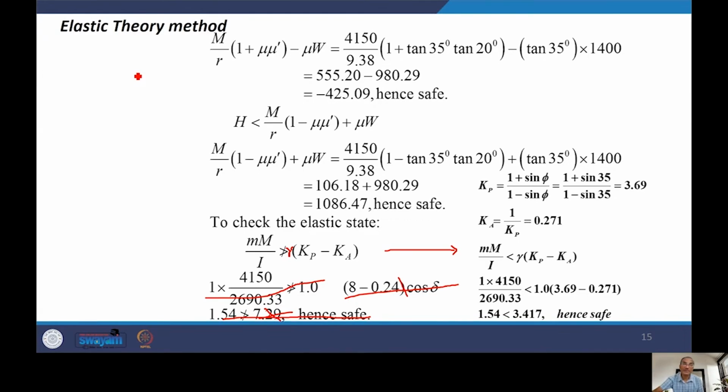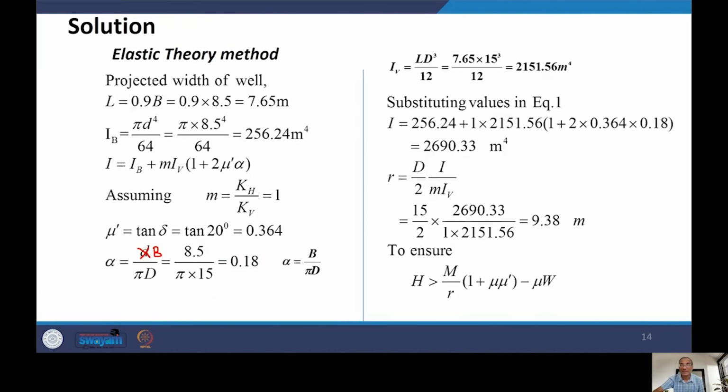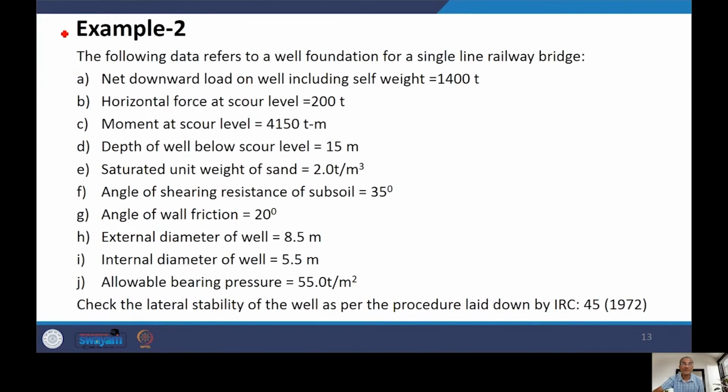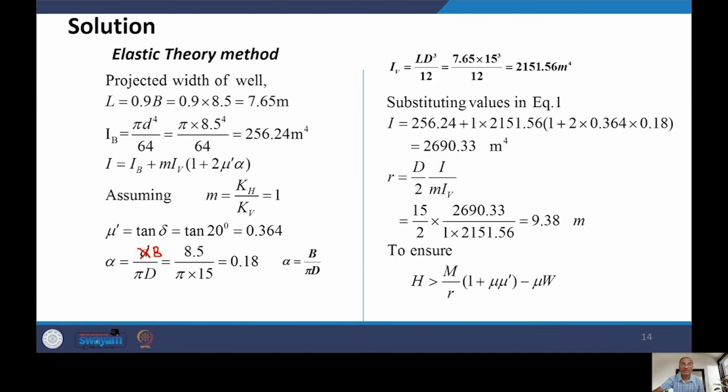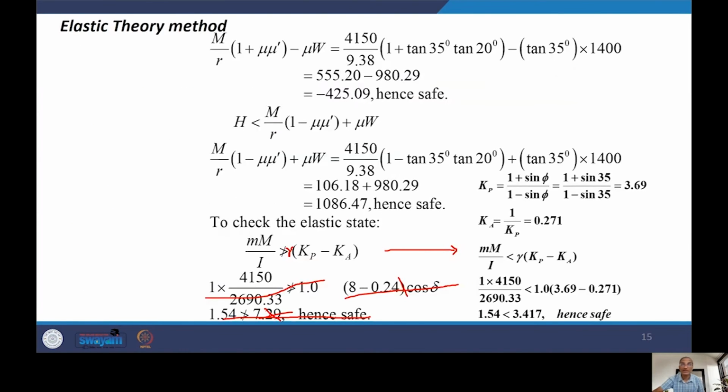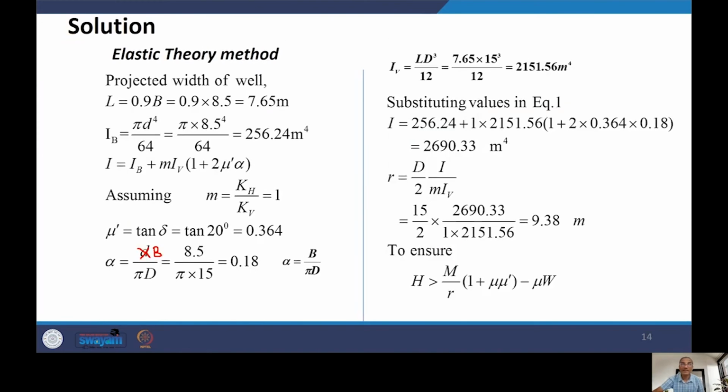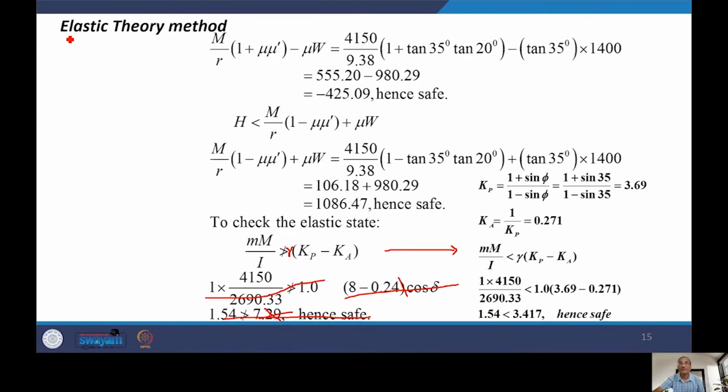Okay, this is a negative value. So H should be greater than that. Now the value of H given in the problem is 200 ton, the horizontal force. So naturally 200 ton will be higher than this negative minus 425. As a result, we can say that this check is satisfied.